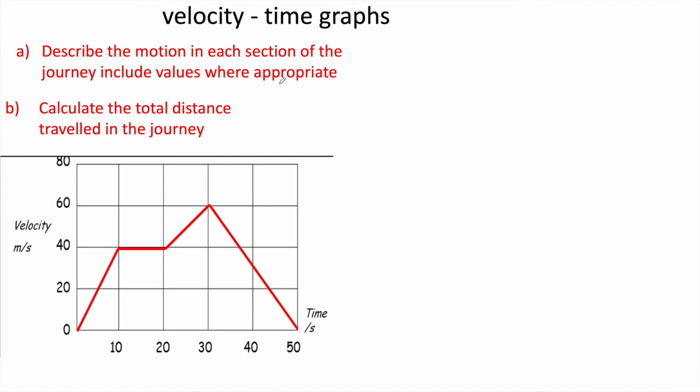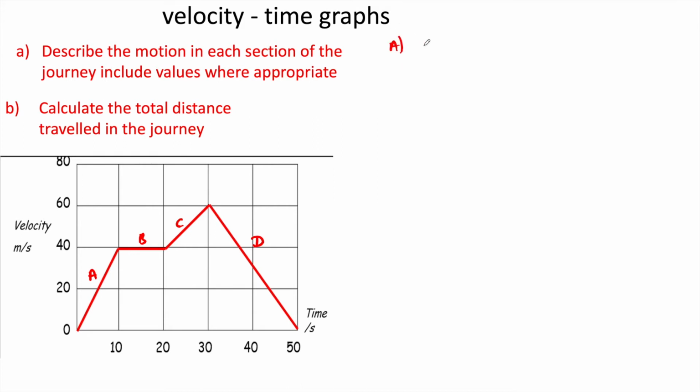So I want you to pause the video now and have a go at this question. I want you to describe the motion of each section. You can call that A, B, C, and section D. And where appropriate, include values. So I want to know if it's constant speed, what value, if it's accelerating or decelerating, what is the value. And finally, calculate the total distance travelled in the journey. So pause the video, have a go at that, and I'll go through the answers in a minute.